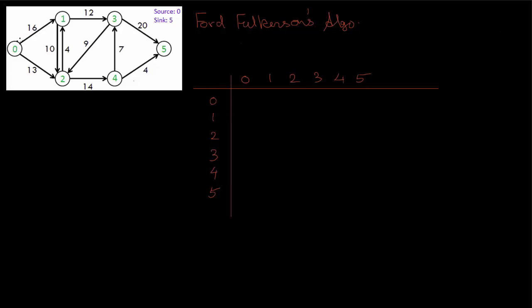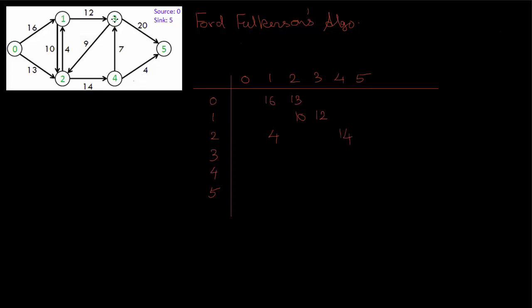There's an edge from 0 to 1, so I'm going to put a 16 over here. There's an edge from 0 to 2, so I'm going to put a 13 over there. There's an edge from 1 to 3, so I'm going to put a 12 over there. There's an edge from 1 to 2, so I'm going to put a 10 over there. I think there's an edge from 2 to 1, that's going to be a 4. And 2 to 4, which is going to be a 14.